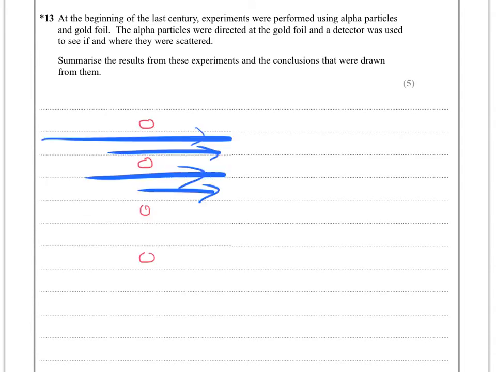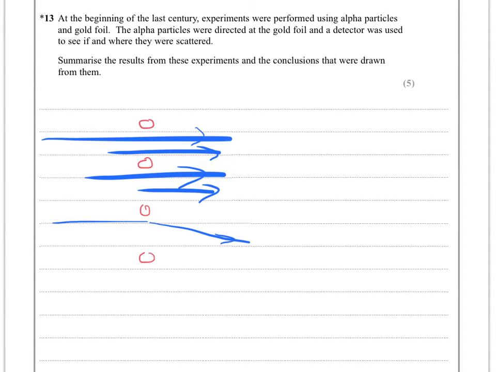Question 13. At the beginning of the last century, experiments were performed using alpha particles and gold foil. The alpha particles were directed at the gold foil, and a detector was used to see if and where they were scattered. Summarize the results from these experiments and the conclusions that were drawn from them. So the first thing to note about the Rutherford experiment here is that most of the alpha particles go straight through, which means that whatever is in there, it's very tiny, and most of the atom has no occupied space, so most of the atom consists of empty space.